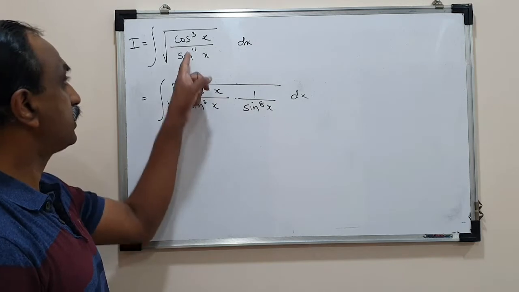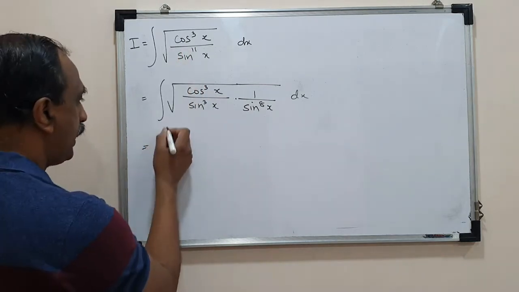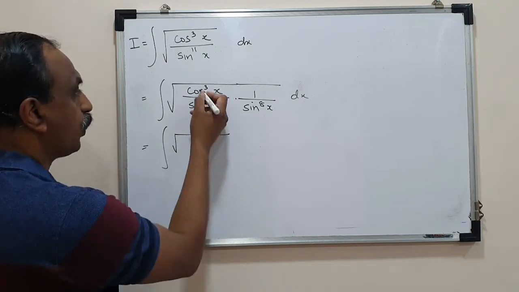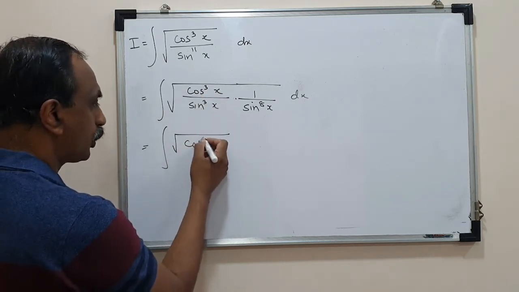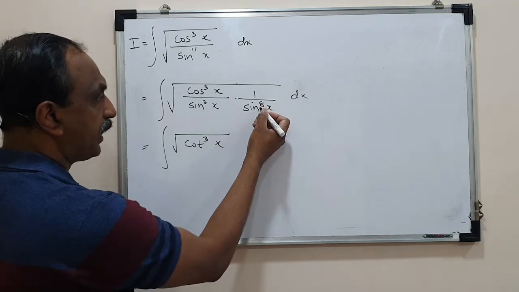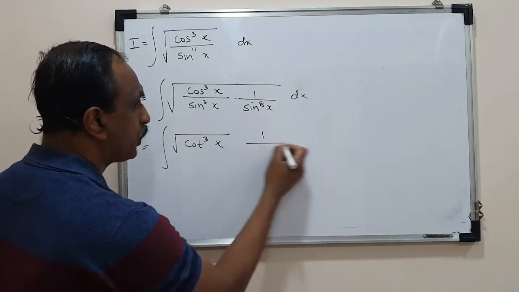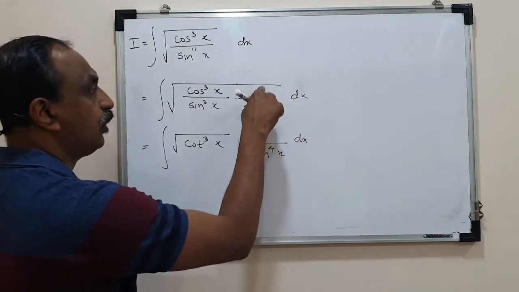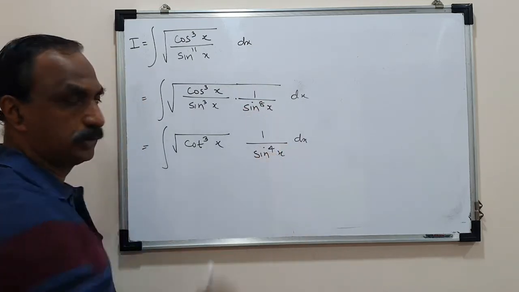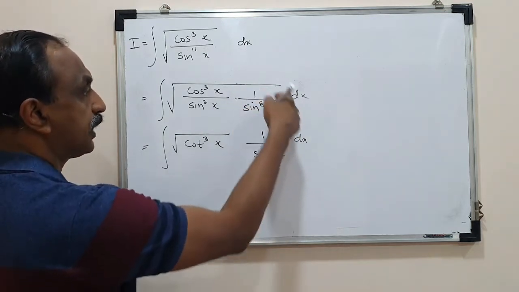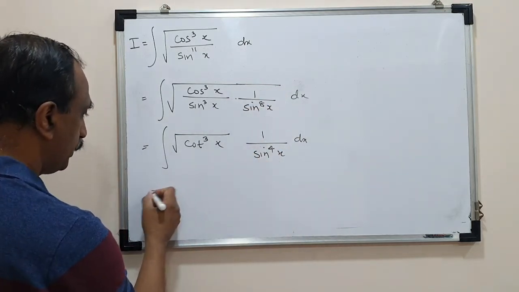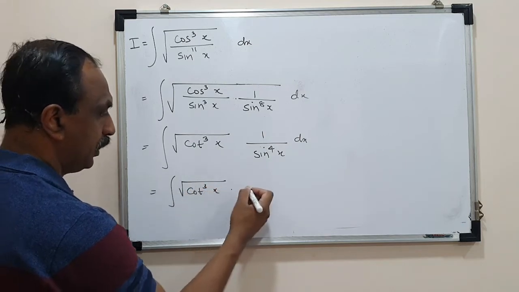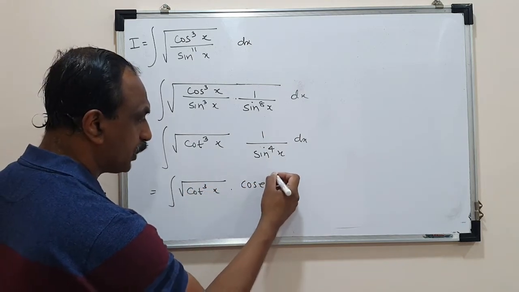8 plus 3 is 11. Now I can write this as sin upon cos is cot, cos upon sin is cot. So cot cube x, and if I take the square root of this, it will become 1 upon sin raised to 4x. How has 4 come? Root of 8, power 8 becomes 4, so it is raised to half. This raised to half, so it became 4. This became root of cot cube x into cosec raised to 4x dx.